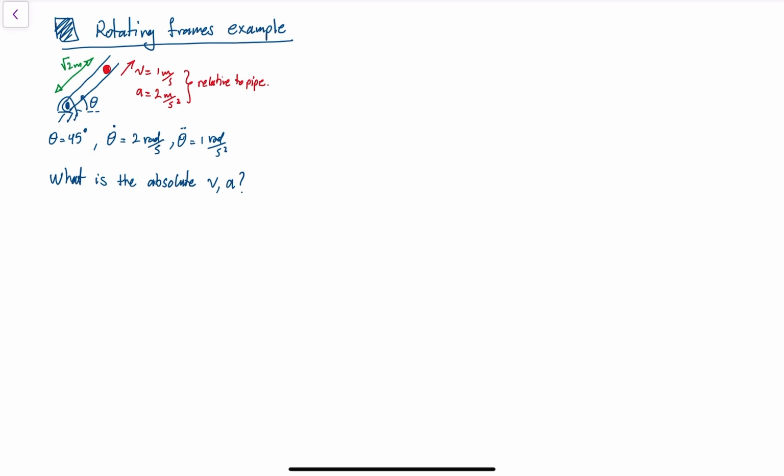And I know how the pipe is rotating, so it has some angular velocity of 2 and angular acceleration of 1. So the question is, what is the absolute velocity and acceleration of the ball at the instant when this angle is 45 degrees and all other quantities are as stated?